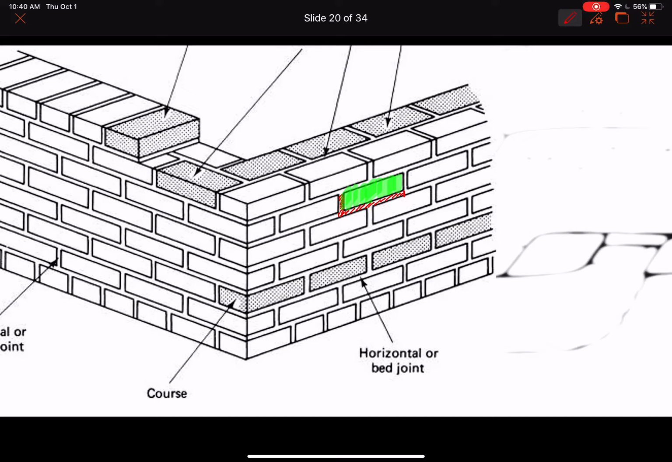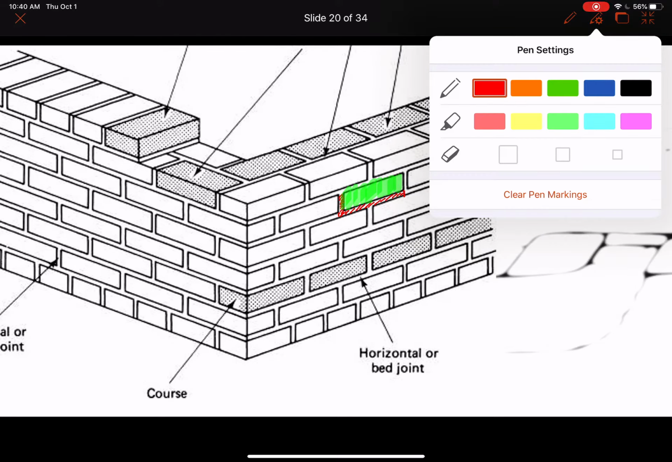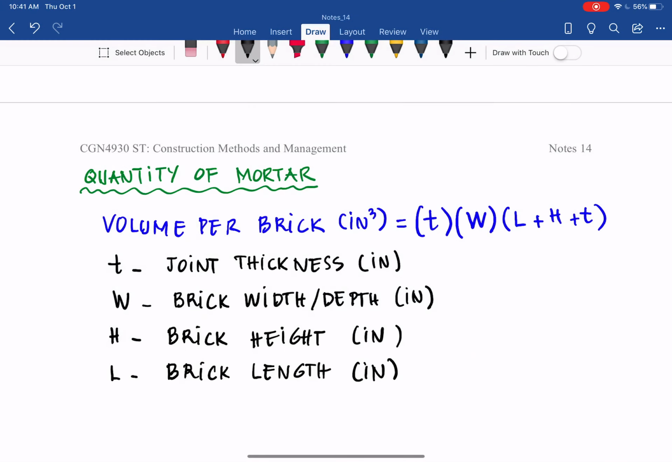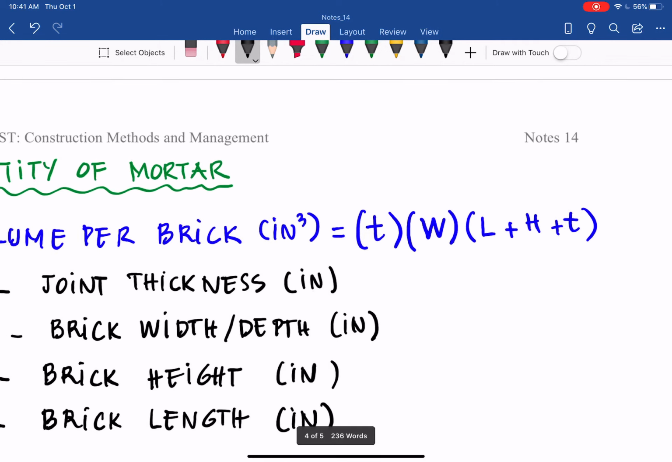As you can see, the length of the brick here is L, and then we have the thickness T, and we have the brick height. This is brick height H. So basically it goes L plus T plus H. That's what we have for the last component, L plus H plus T.